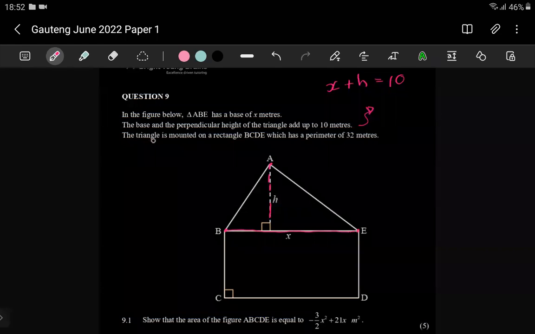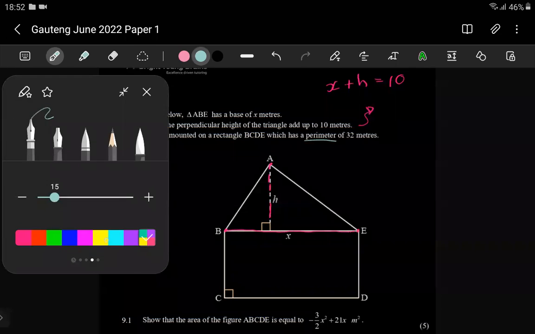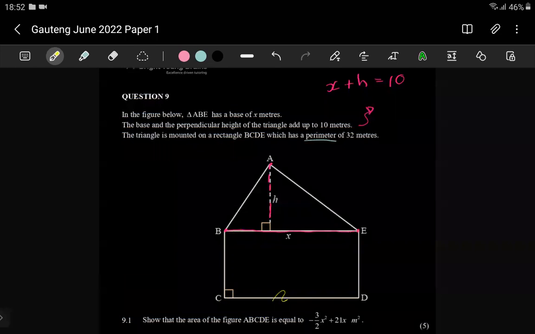So here it says the triangle is mounted on a rectangle, which is BCDE. And then it says here, which has a perimeter of 32 meters. So again, we want to know what these kinds of words mean. Perimeter, we know it refers to the different sides of your shape added up.